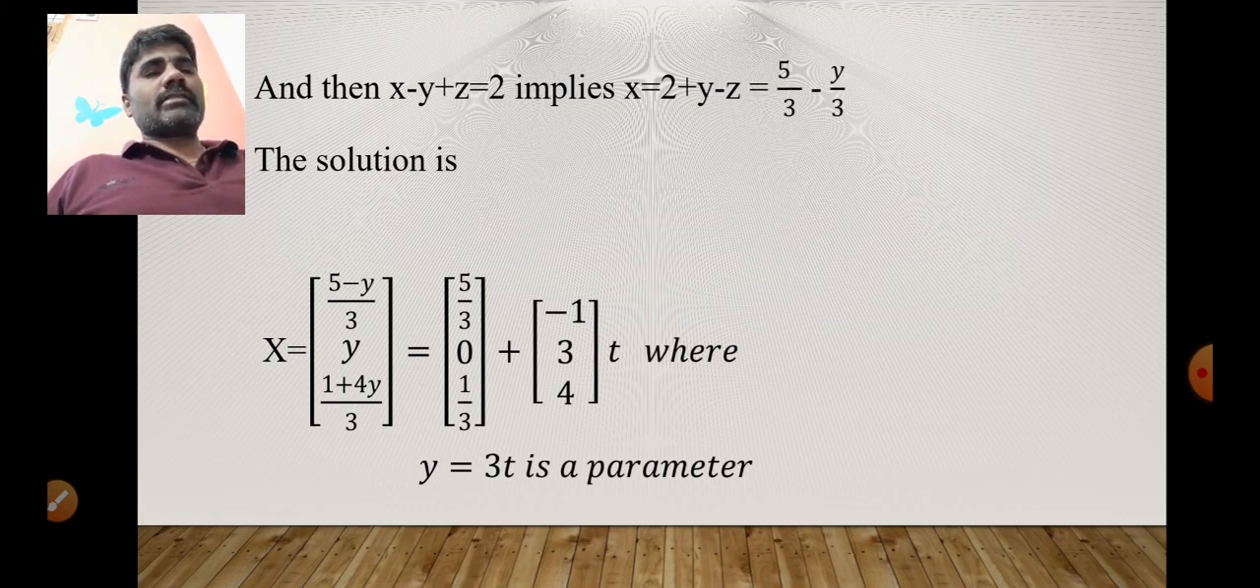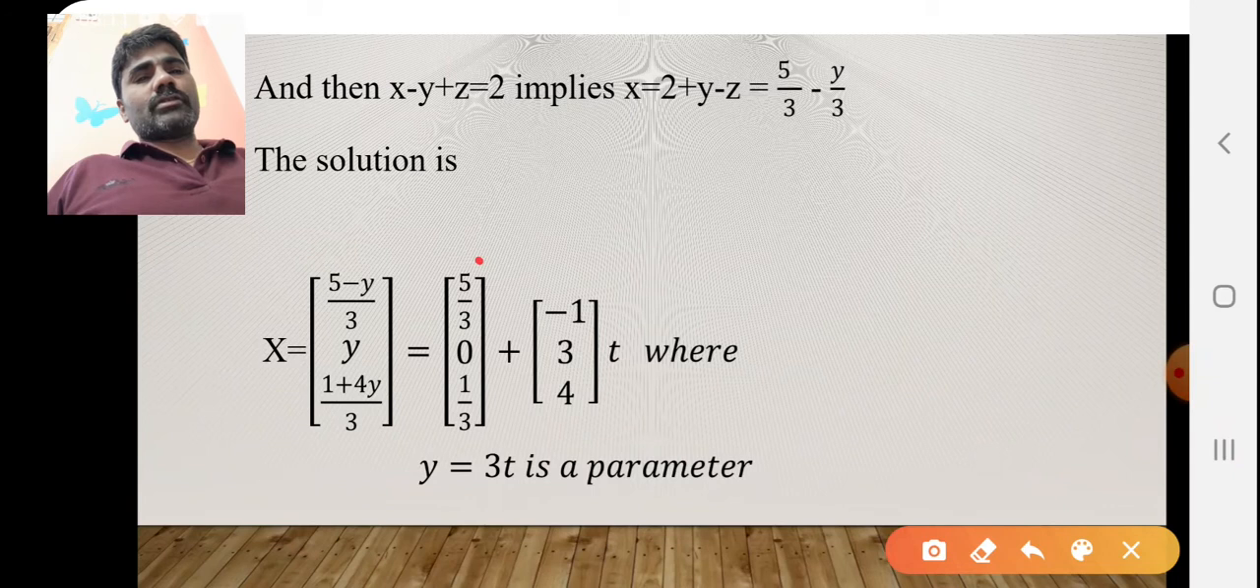For the complementary solution, Ax will become 0. The particular solution, (5 by 3, 0, 1 by 3), does not involve any parameter. The complementary solution involves the parameter t. For any value of t, it is a solution, and Ax will become 0. But for the particular solution, Ax will become b. That's why this is called the particular solution, and this is called the complementary solution. For any value of t, Ax will become 0. Okay.